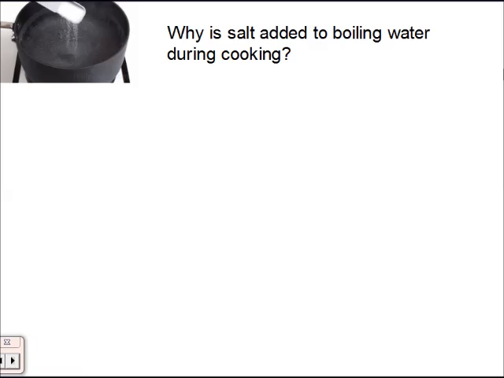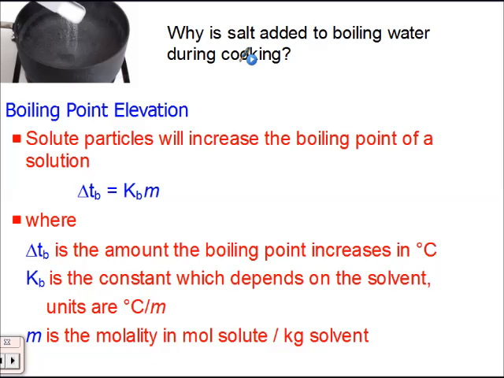And we also have something called boiling point elevation. When I add salt to water, it'll actually change the boiling point. So we know the normal boiling point of water is 100 degrees. If I add salt to it, I can raise the boiling point, which is why some people try to use salt in their water. They can get the water hotter, so it might cook faster. Again, the formula looks very similar. Delta T boiling point is the amount the boiling point increases. Kb is a constant, depending on the solvent. And m is the molality in moles per kilogram of solvent.